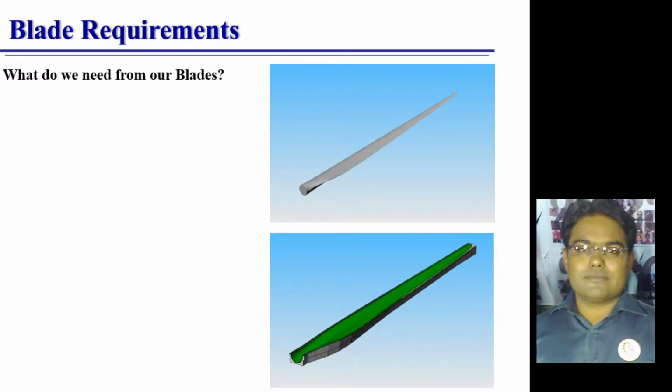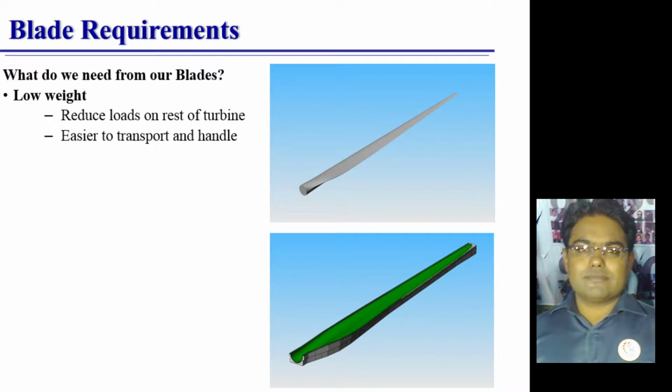So what are the blade requirements? What do we need from our blades? First is low weight. It should be low weight, to reduce loads on the rest of the turbine, and to be easier to transport and handle. It should not be too heavy. Otherwise transportation problems will be there, and the tower over which you are going to mount those blades will also be very bulky. If we are using high weight wind turbine blades, that also we need to take into consideration.